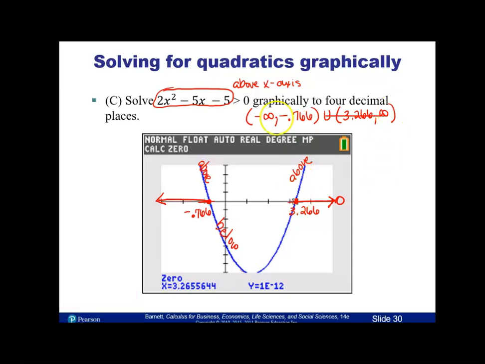Everything less than -0.766 and everything greater than 3.266 would make this a true statement. If I pick a number in here, it's going to make it a false statement, so I don't want that to be part of my answer. Now, if it was 2x squared minus 5x minus 5 less than 0, then that's where it's below the x-axis, which would be this part down here. For that one, it would actually be between -0.766 and 3.266.